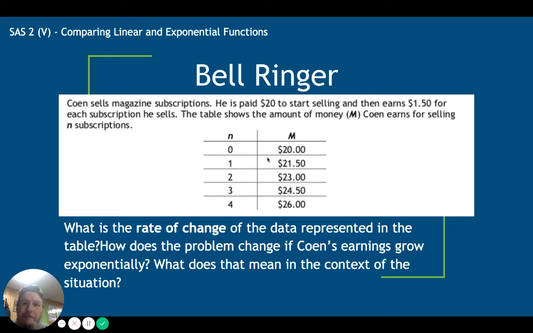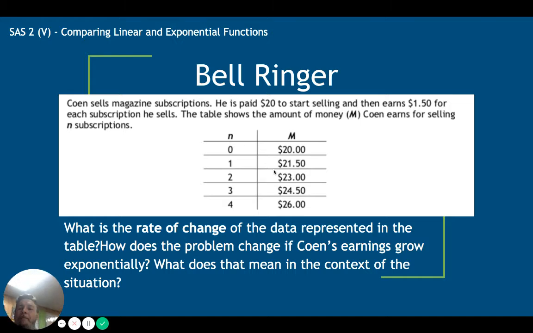Cohen sells magazine subscriptions. He's paid $20 to start selling, and then he earns $1.50 for each subscription he sells. The table shows the amount of money M Cohen earns for selling N subscriptions. What is the rate of change of the data represented in the table? And how does the problem change if Cohen's earnings grow exponentially? And what does that mean in the context of the situation?